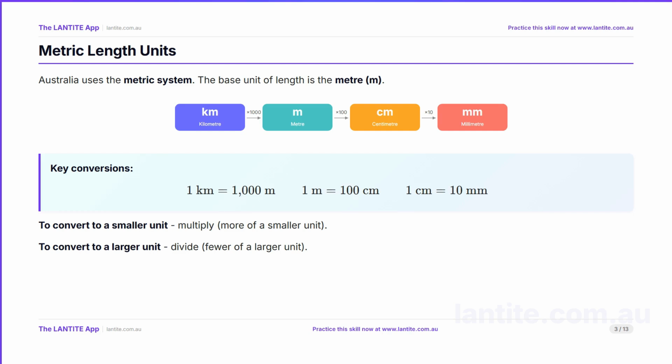Australia uses the metric system, and the base unit of length is the meter. There are 4 main units you need to know: kilometers, meters, centimeters, and millimeters. 1 kilometer equals 1,000 meters. 1 meter equals 100 centimeters. 1 centimeter equals 10 millimeters. When converting to a smaller unit, you multiply because you need more of the smaller unit. When converting to a larger unit, you divide because you need fewer of the larger unit.